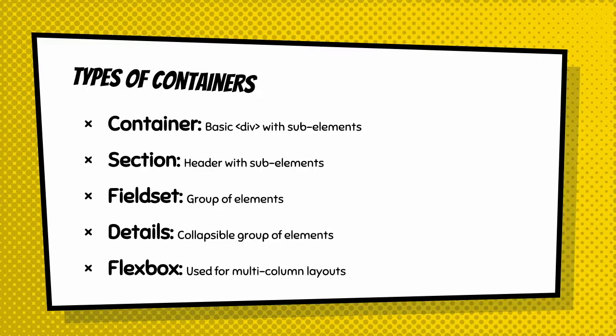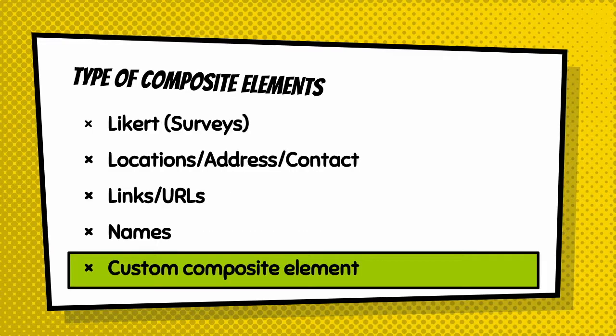So, with containers, sometimes you can use basic divs. I should highlight that's really useful if you're doing conditional logic, because you can put a bunch of elements into a div and then set all the conditional logic around that container. Sections is just kind of getting headers and groupings. Field set and details, I think people are familiar with. And then Flexbox is also a container.